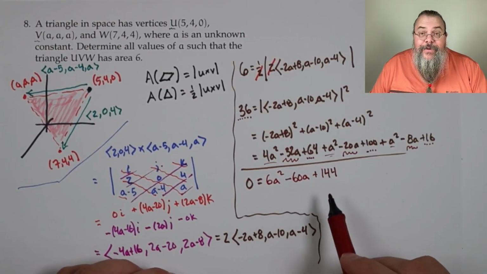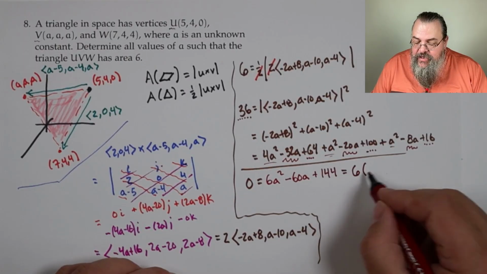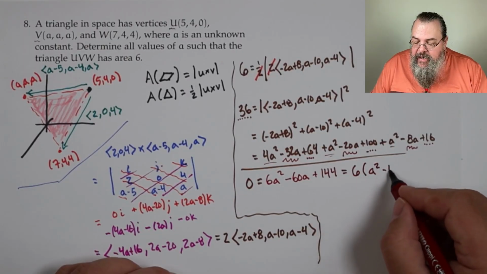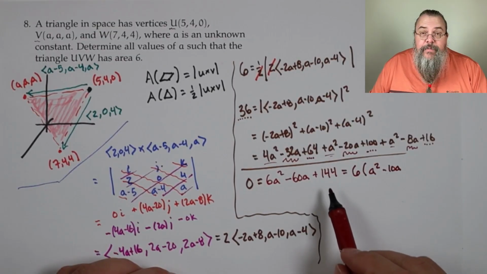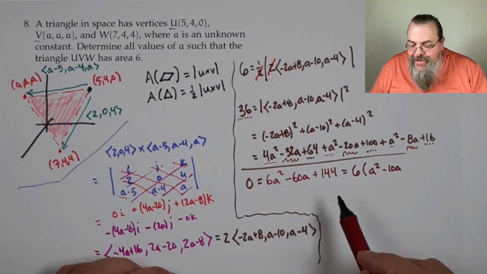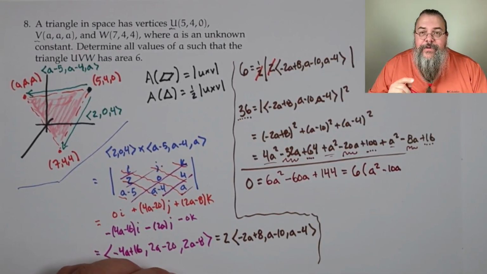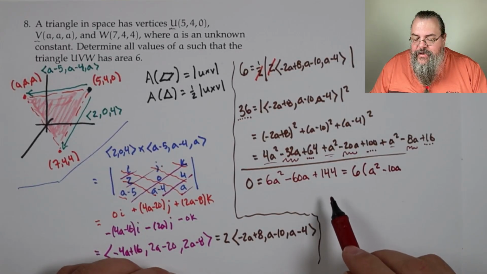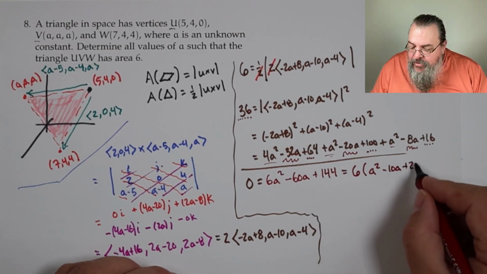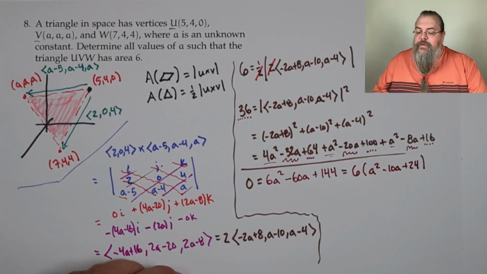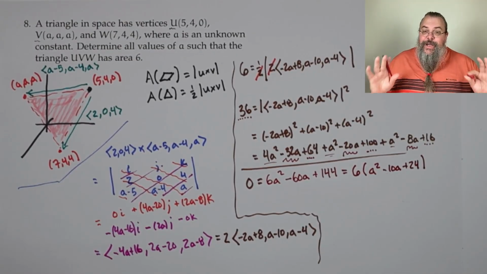Now, 6, 60, and 144. They all have a factor of 6 in common. So this becomes 6a squared minus 10a, and 144 divided by 6 is a number. It's 64, right? Is it? No, it's not 64. It's 24. Yes, it's 24. Double check, right? Okay. Whew. All right. This feels a lot more doable.